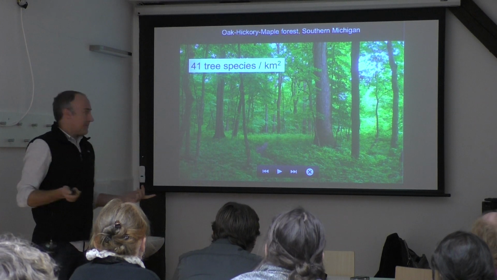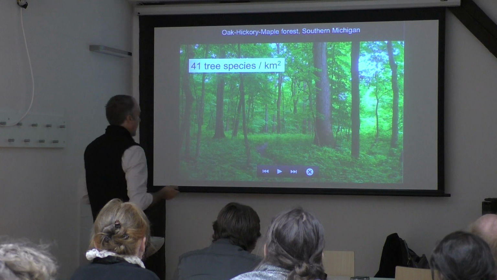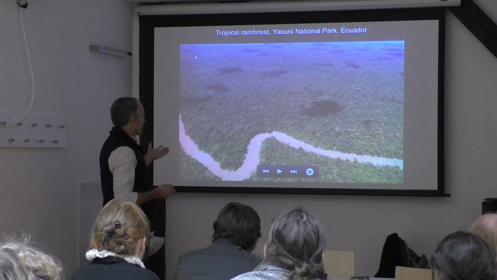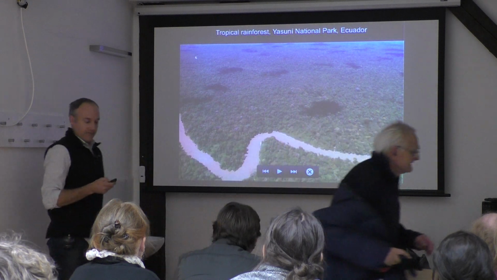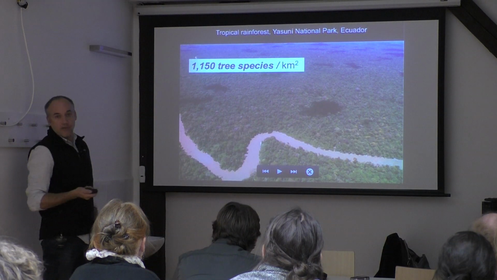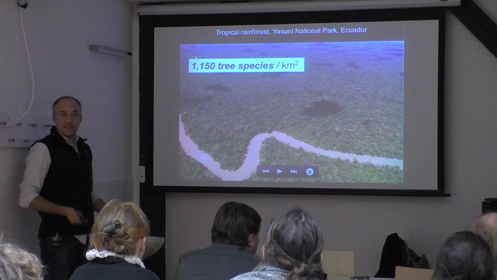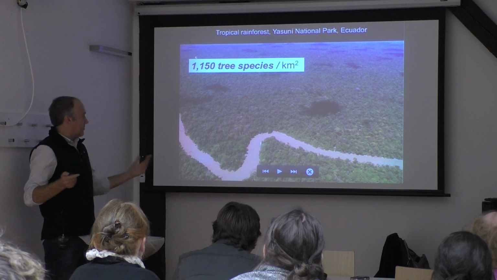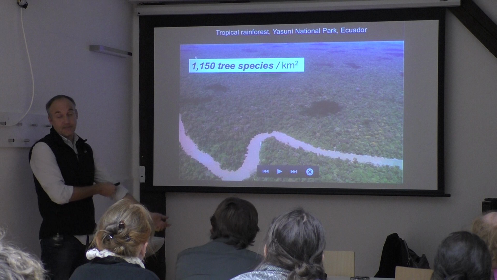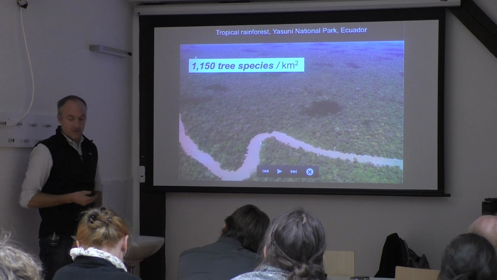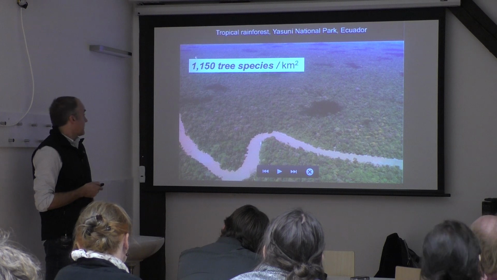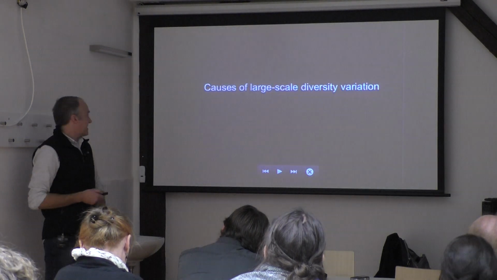Now conversely, if you were to go to a patch of lowland tropical rainforest like Yasuni National Park in Ecuador, you might find almost 1,100 or more species at the same sort of spatial scale. So in 1 square kilometer, you can find more than 1,000 species. There's about a 20-fold or more increase in species diversity relative to what you would have in Michigan. So it's a huge difference in species diversity.